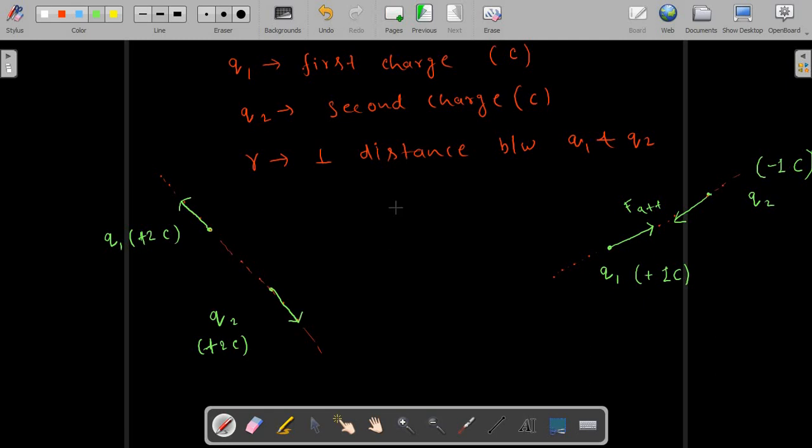When you have so many vector forces between the charges, you will have to see the vector addition between them. So this is the r. The distance I always talk about is this r, the perpendicular distance, starting from the first charge to the ending charge. That is r. This is the line joining both charges.